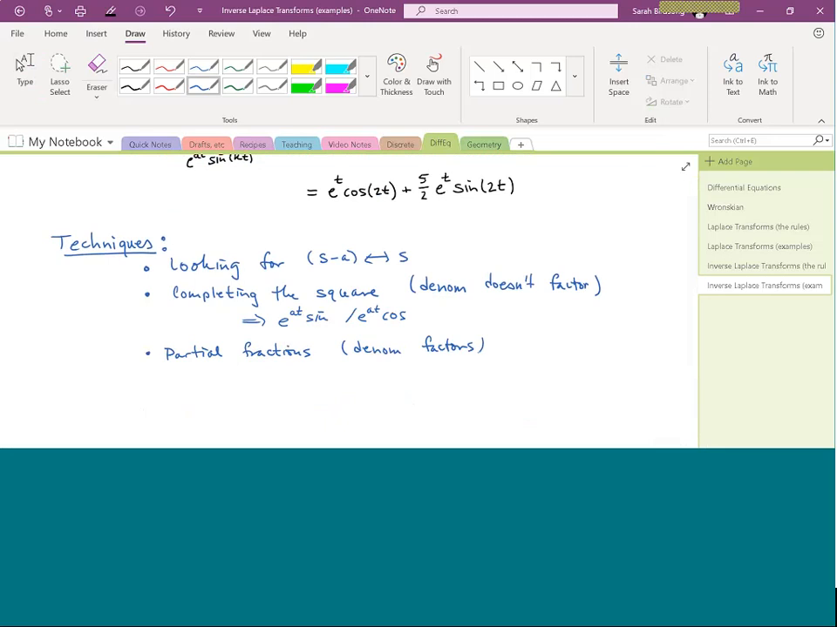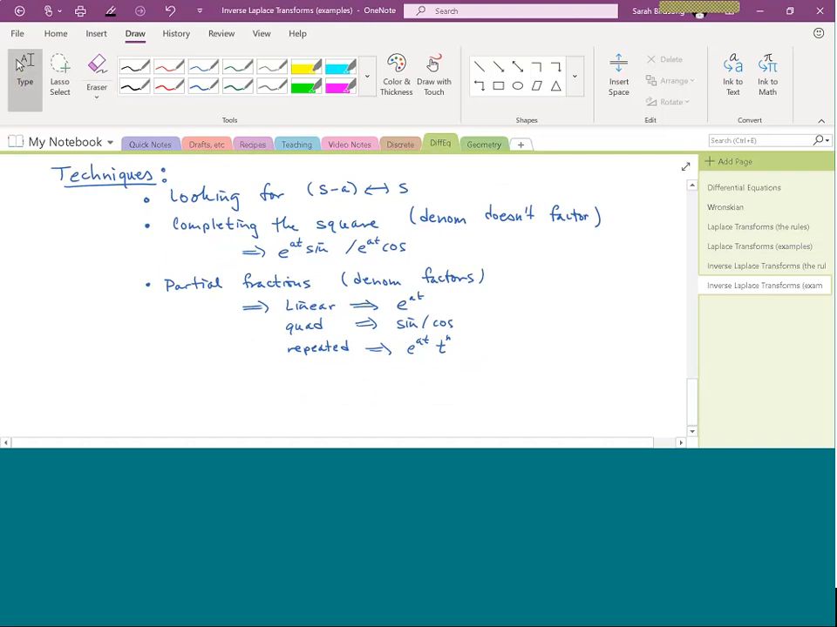So if you have a linear factor, this is going to turn into an e to the at form. If you have a quadratic factor, this is going to turn into a sine or a cosine without the e's in front. And if you have some sort of repeated factor, most of the time this is going to turn into e to the at times t raised to some power, but it could also have been, if it's a repeated quadratic factor, t times sine or cosine.